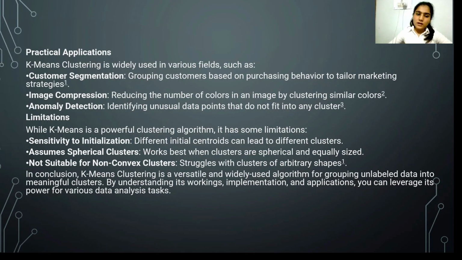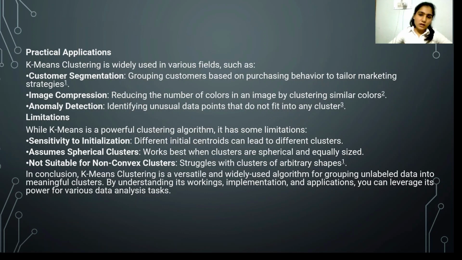data points. So here, if a data point does not match with any cluster, then it is unusual. So it's unusual data. Identifying unusual data points that do not fit into any cluster is called anomaly detection, which is easily found by the K-means clustering algorithm.